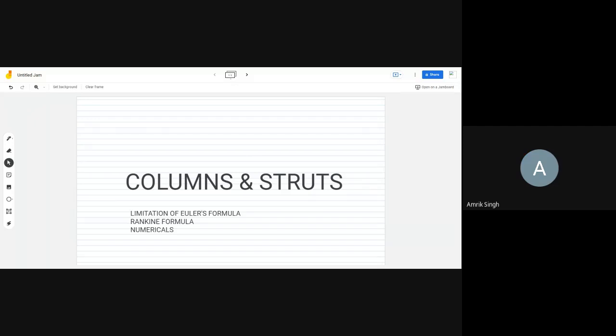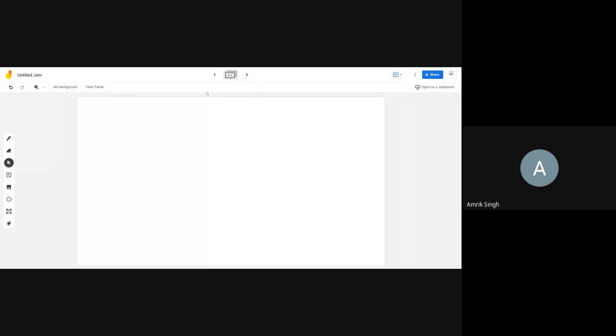So good morning. Today we'll start our lecture on columns and struts, and we'll be discussing three topics mainly: the limitation of the Euler formula, which we have just now derived, and Rankine's formula, and some other empirical formulae and numerical portion. Okay.